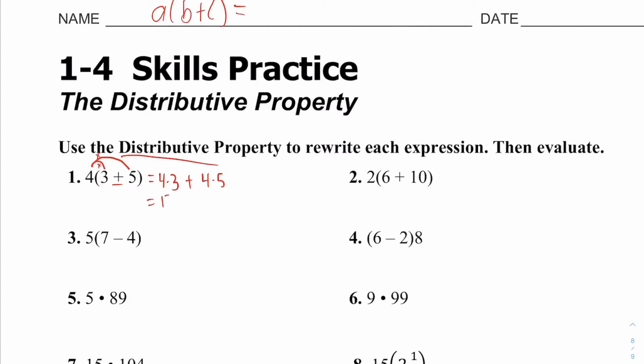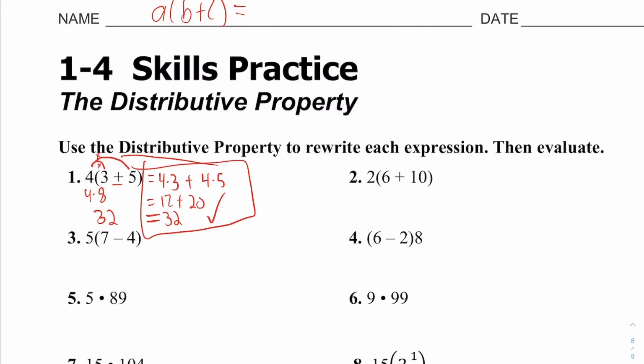4 times 3 makes 12. 4 times 5 makes 20. 12 plus 20 makes 32. And then we could check ourselves by doing it the old way, which is 4 times (3 plus 5). 3 plus 5 makes 8, and then 4 times 8 makes 32. And 32 is equal to 32. You only really need to do it this way on the right side, though.